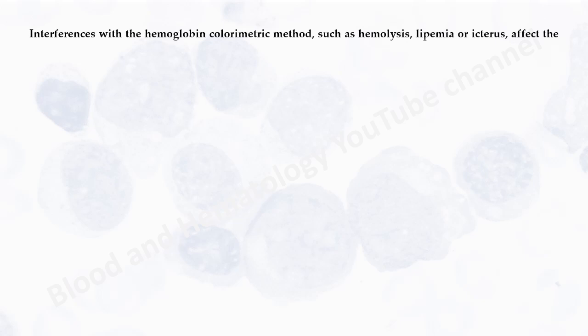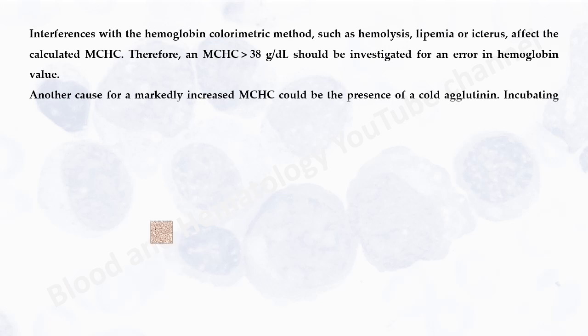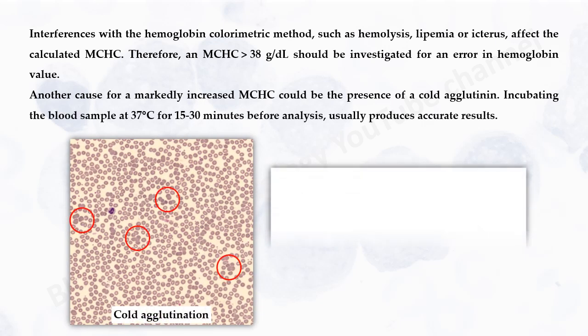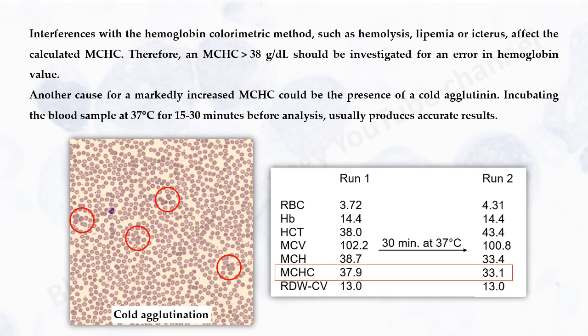Interferences with the hemoglobin colorimetric method, such as hemolysis, lipemia, or icterus, affect the calculated MCHC. Therefore, an MCHC greater than 38 grams per deciliter should be investigated for an error in hemoglobin value. Another cause for a markedly increased MCHC could be the presence of a cold agglutinin. Incubating the blood sample at 37 degrees Celsius for 15 to 30 minutes before analysis usually produces accurate results.